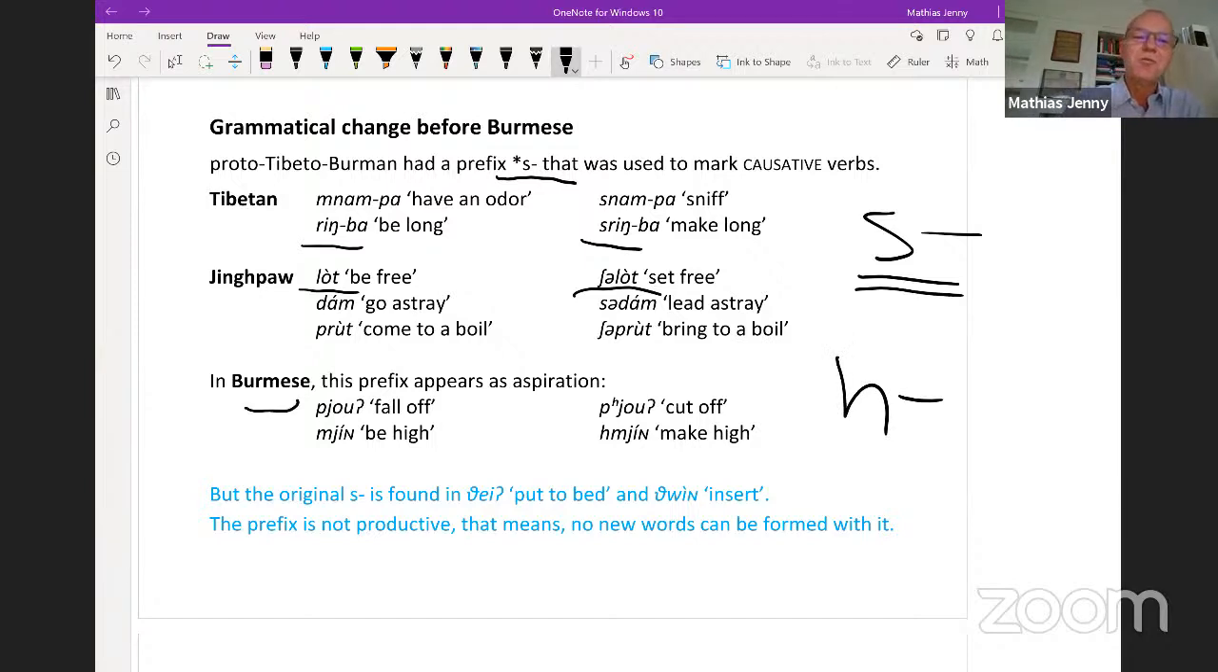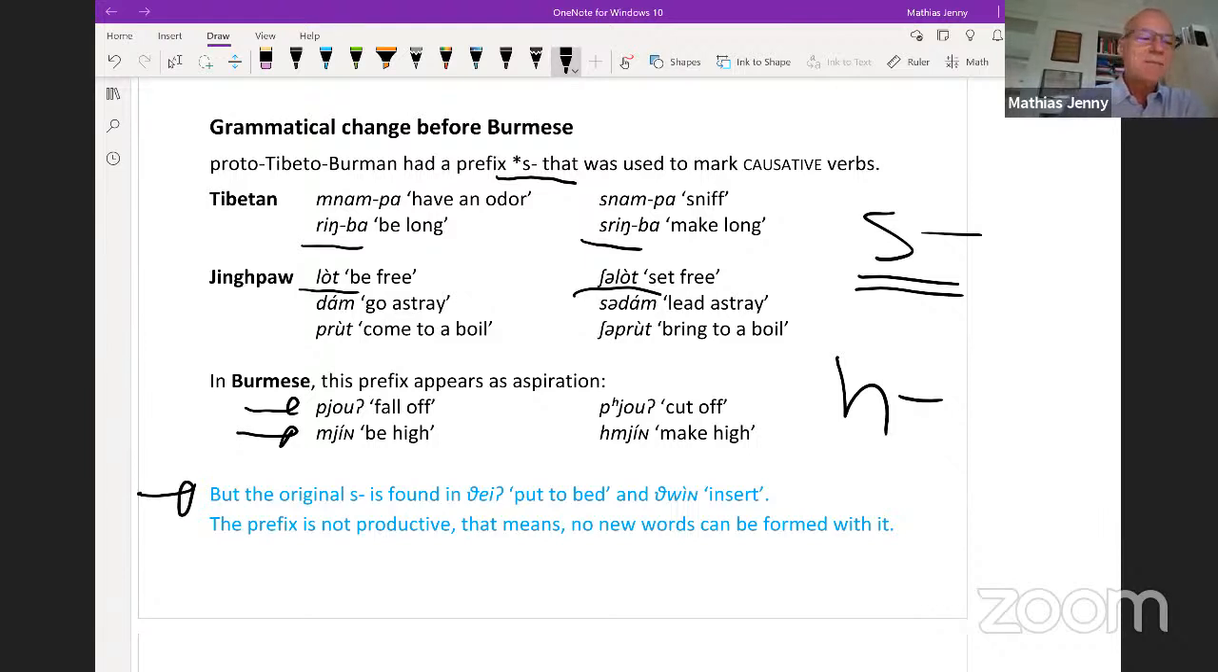So from to fall off, pyote, you have pyote, make something fall off or cut off. Similarly, you have nyine, to be high, and make something high, elevate something, nyine. So you don't have this S anymore that you had in Proto-Tibeto-Burman, but you have aspiration. And this aspiration is written sometimes with hato, sometimes with a different consonant in Burmese.